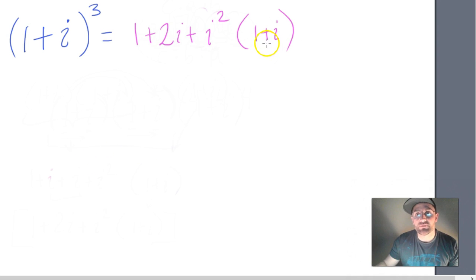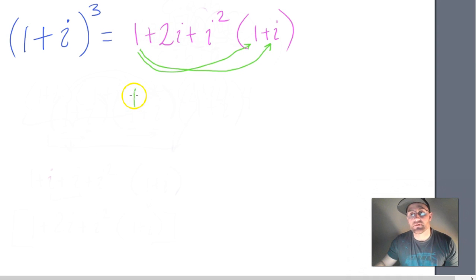What we also know is that we have to multiply everything in this bit right here against everything in parentheses here, don't we? So we can go ahead and carry that out. Let's go ahead and do that. So we have 1 times 1 here, and that's going to give us 1. We have 1 times i here.